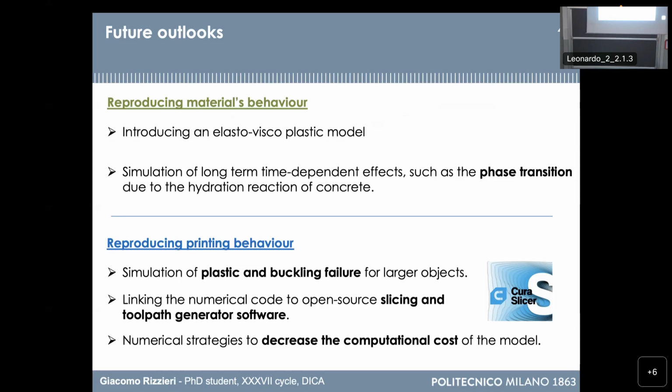From the printing behavior side, first of all, we would like to link our numerical tool with open source slicing software, for example, Cura. And then the main problem which remains is the numerical cost. So we need strategies to decrease the computational cost. This is probably the most difficult aspect.